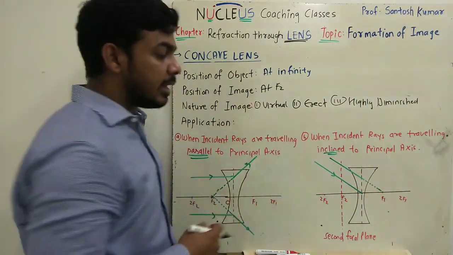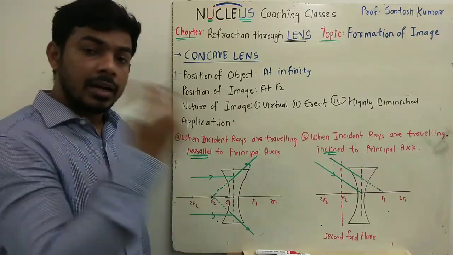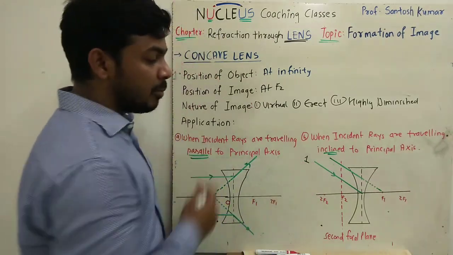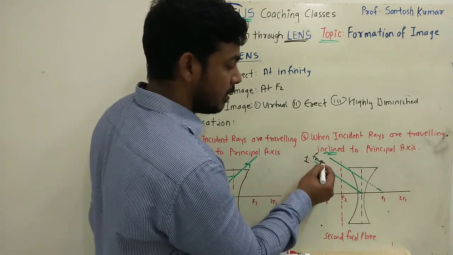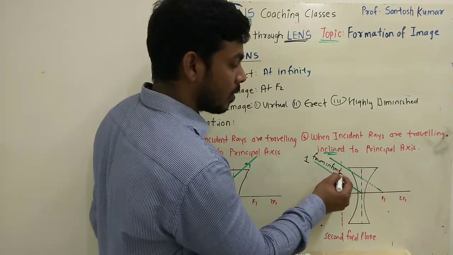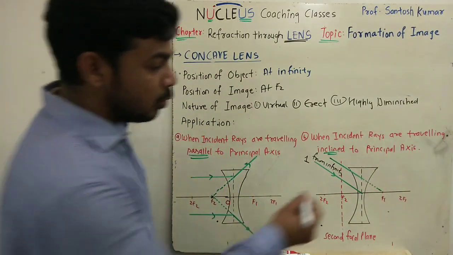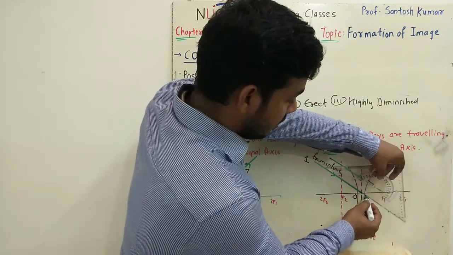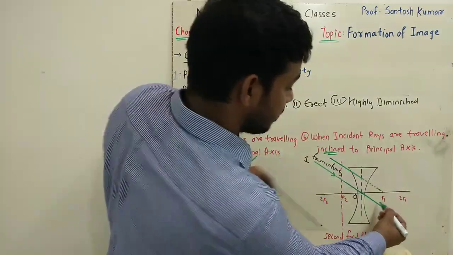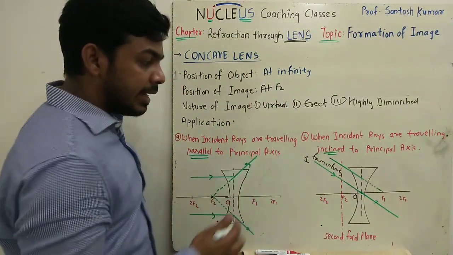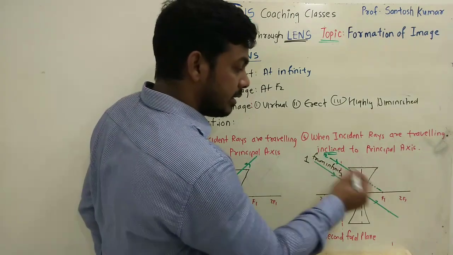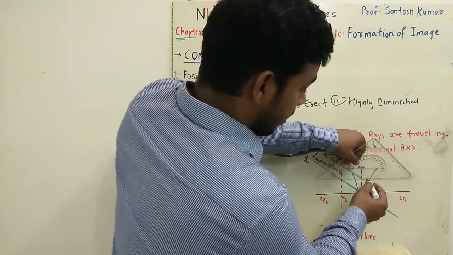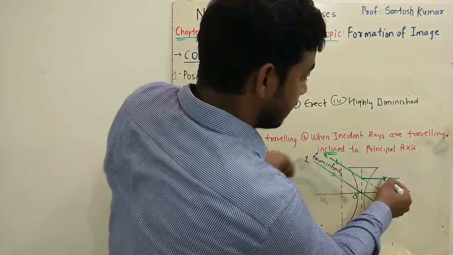Now what if the rays are coming inclined to the principal axis? Again we have to use the standard rays. So the first ray, coming from infinity, can I say it is passing through the optical center O, then definitely this ray will travel undeviated, right? And if I talk about the second ray, this is the second ray, it appears to be passing through F1. Then after refraction it will travel parallel to the principal axis.